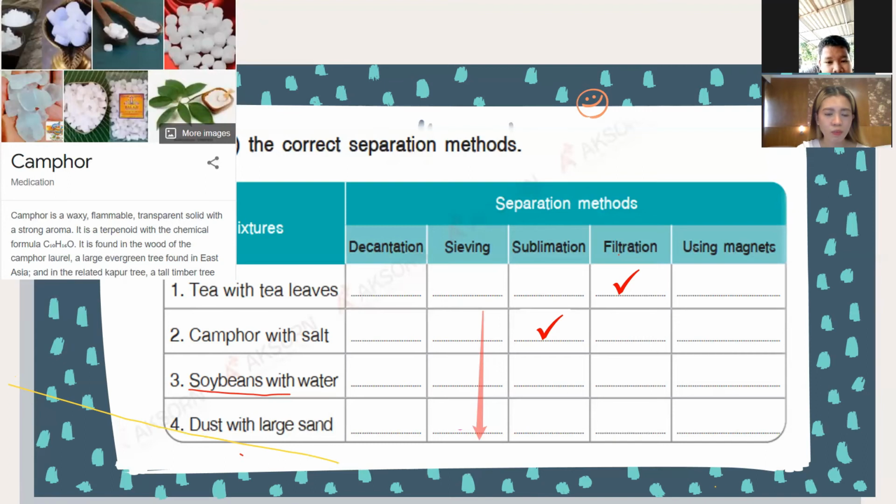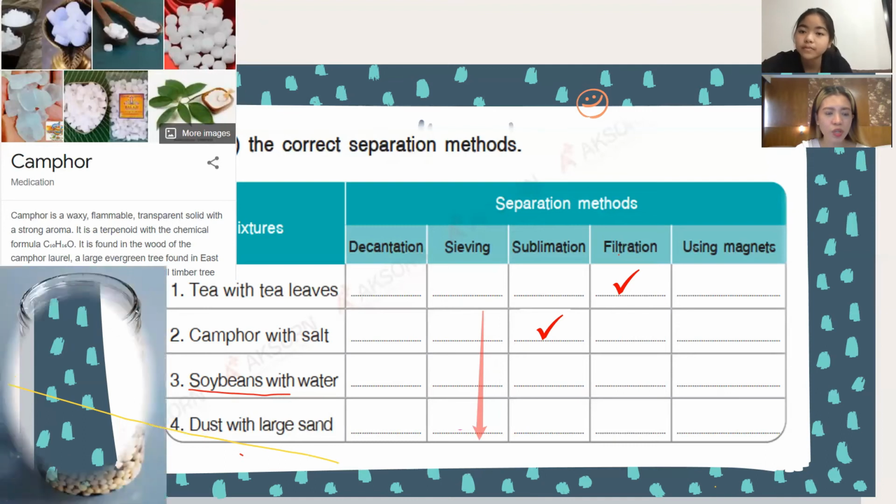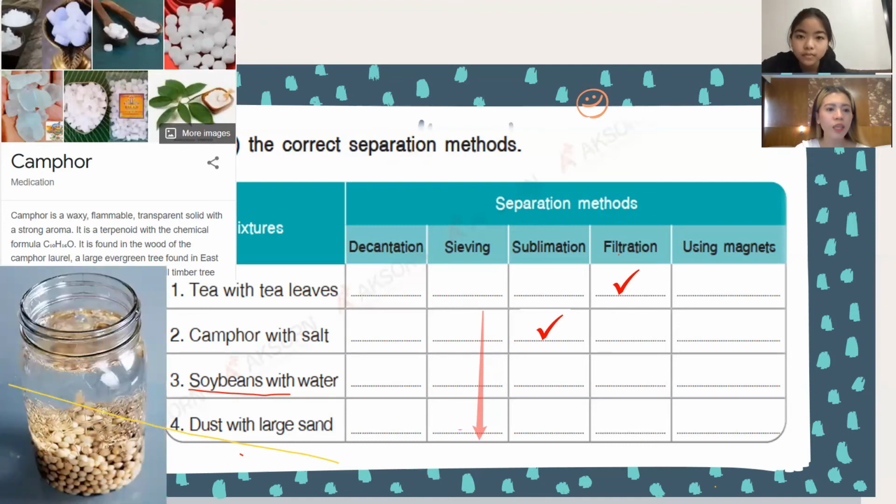Soybeans with water. Okay, let me show a picture. Now, the soybeans are on the bottom of the glass. Now, if you pour the water, how do you call that process? Decantation. It's very easy, right?